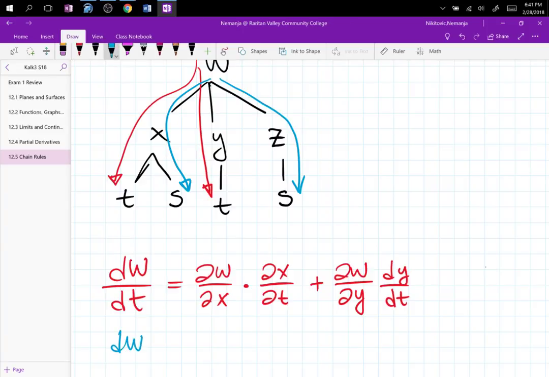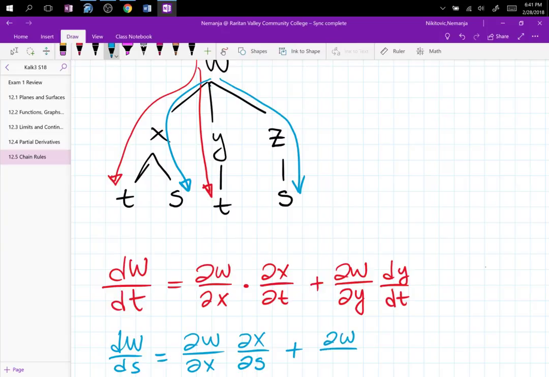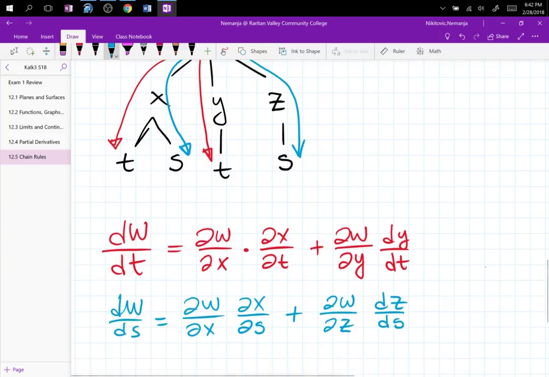So dW/ds is partial W, because we are going to have branching. Partial W, partial X, partial X, partial S, plus branching again, partial W, partial Z, and then regular dz/ds, because it's just straight through.